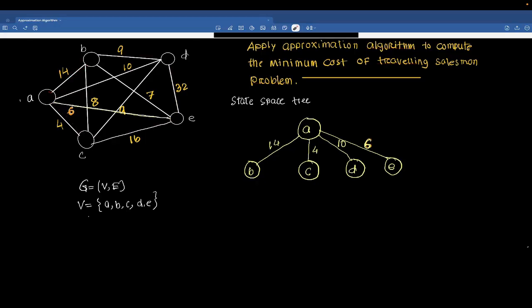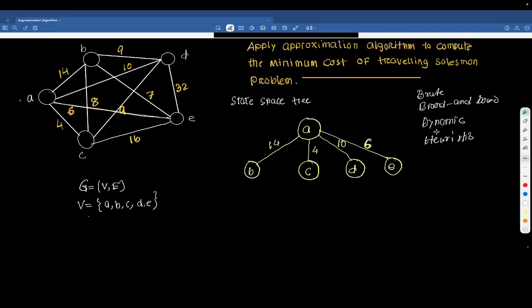There are several methods to solve this problem, such as the brute force approach, the branch and bound approach, dynamic programming, heuristic approach, and approximation algorithm. In this video, we are discussing the approximation algorithm to solve the traveling salesman problem.